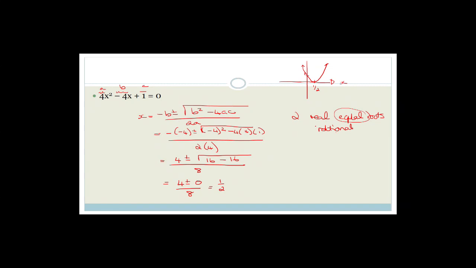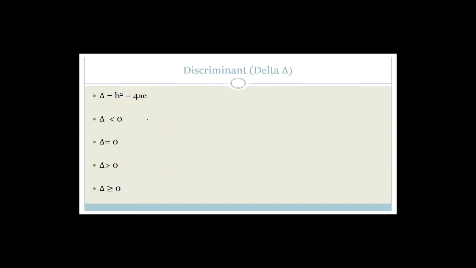Because remember, a rational number means a number that we can write as a fraction. Okay, so then we can say, well, in that case, if the thing under the square root sign is equal to zero, that's what we get. We get two real equal roots. Okay, so now we can analyze what we've learned so far.